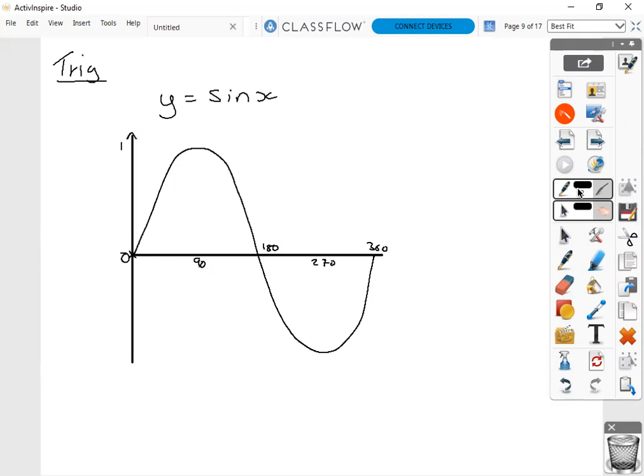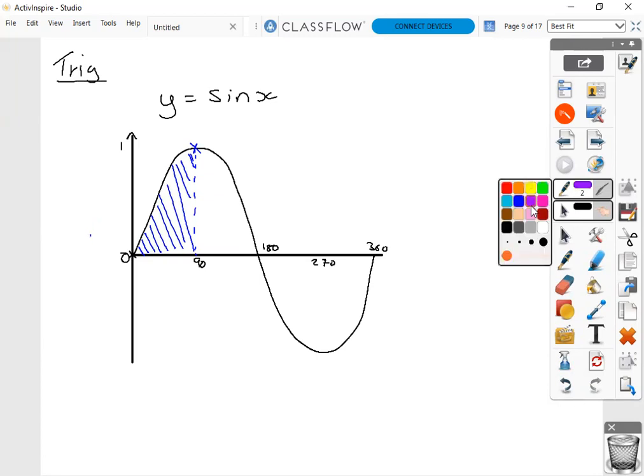Between 0 and 90, y equals sine x is always going to be positive all the way up to the peak of our chart. Sine 90 equals 1, which gives our maximum. Between 90 and 180, it's still positive, but it's starting to go down. So that's another 90 degrees.